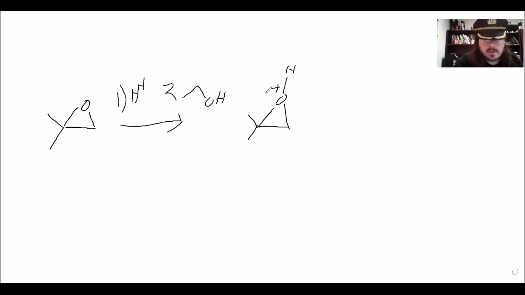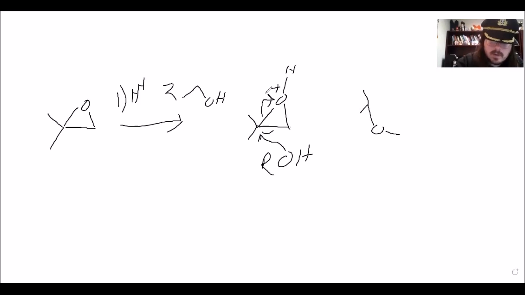So which way is it going to attack? In step 2, the alcohol is going to be attacking there, because the oxygen is having to donate more electron density, the epoxide donating more electron density into the primary carbon. So it's going to swing up. And so after it's all said and done, what do we have? You have the ether there and the alcohol there.